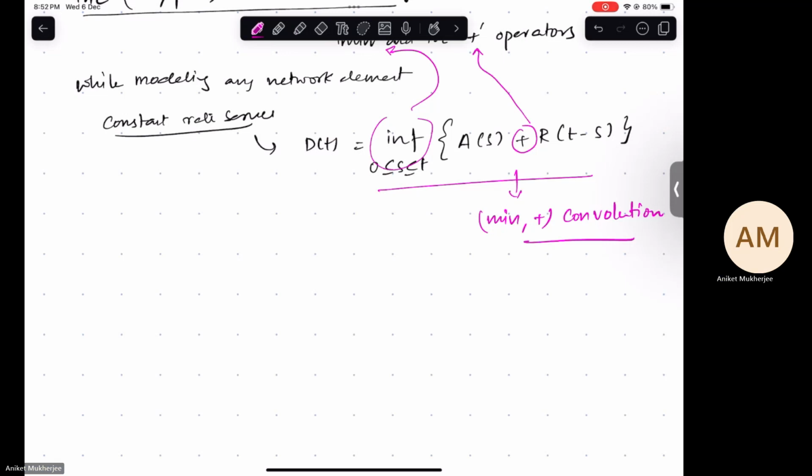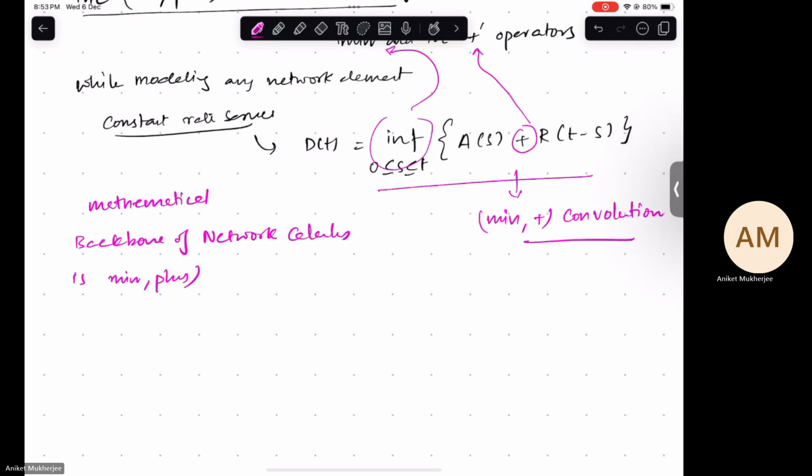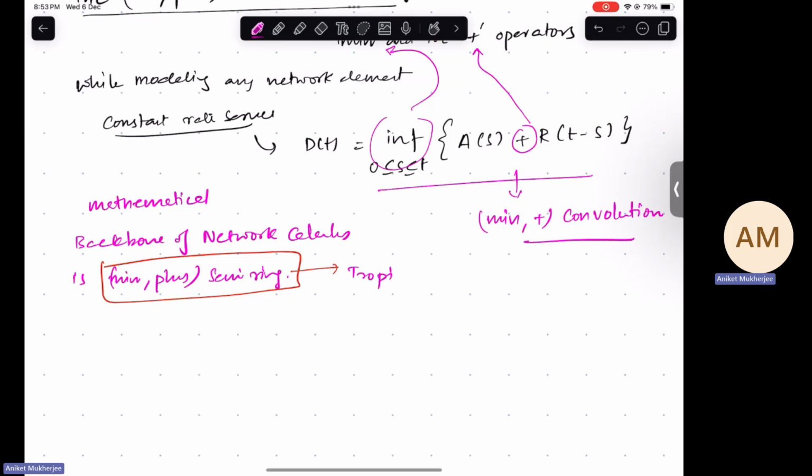So basically, the main mathematical backbone of network calculus is the min-plus semi-ring. We'll talk about what a semi-ring is and all, but I'm just letting you know the terms that we'll be using. This is also known as a tropical semi-ring.